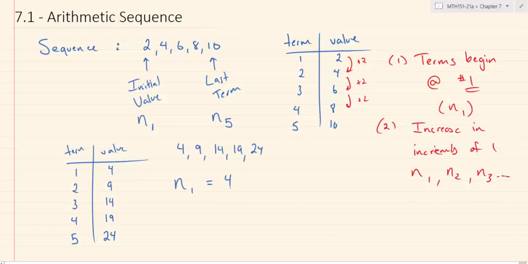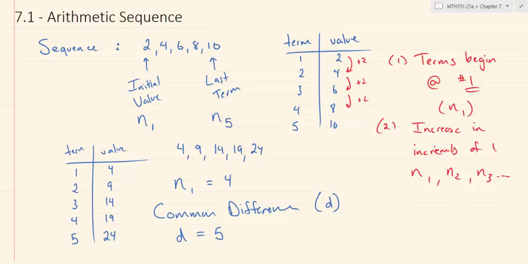How much does each number increase by? It increases by 5, and we're going to label this idea with specific vocabulary. We're going to call this the common difference. And so the common difference in this sequence is going to be 5, d equals 5. So with this information, you know where you're starting, and you know by how much each term increases. You could figure out values for a whole bunch of terms.